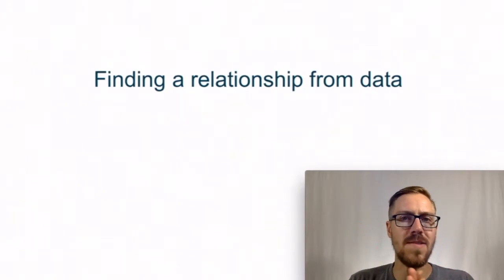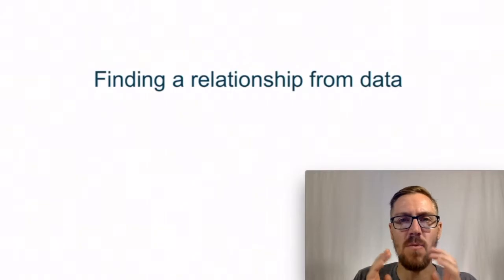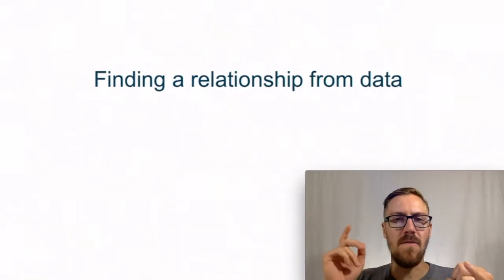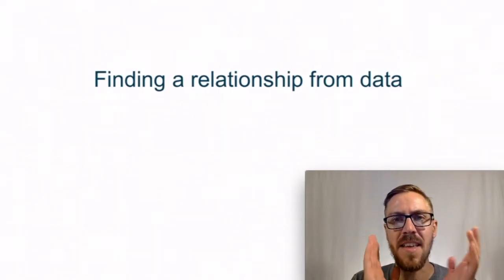On this episode, we're talking about a super important skill, finding a relationship from the data once we collect it. So you've asked your question, you've designed your experiment, you've collected all your data, you've found your averages, you have 8 points taken 3 times each at least.